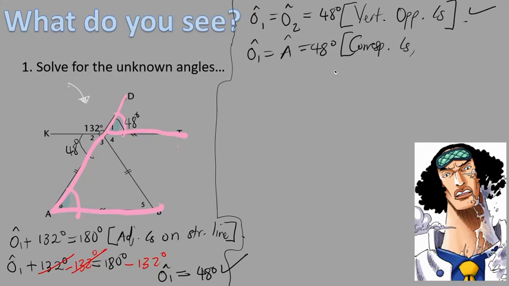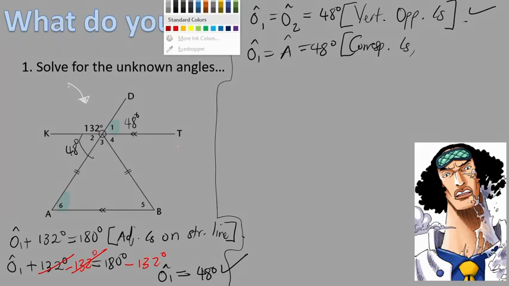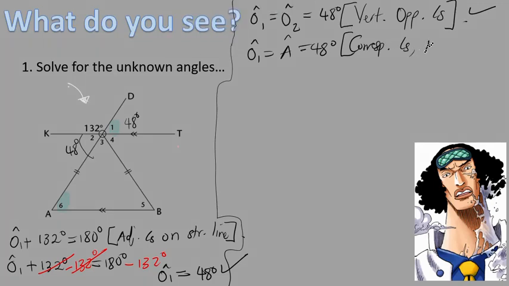Do corresponding angles need parallel lines? Yes. This symbol here that you see, these are parallel lines. And then what are those lines? Let me erase so that we can see that. These lines, it's KT. Remember, you call the whole line. We have KT being parallel to what? AB. There we go. Easy.